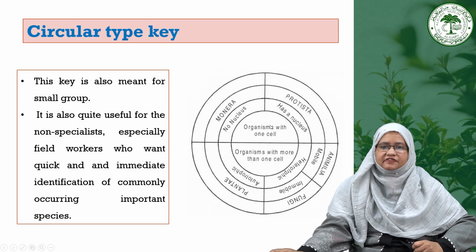organisms. As you can see, this one is the organism with one cell, and this one is showing the organism with more than one cell. Then has a nucleus, that belongs to the Protista; no nucleus, that belongs to the Monera; autotrophic, that is the plant; then heterotrophic, maybe mobile, that is the animal; immobile, that is the fungi.